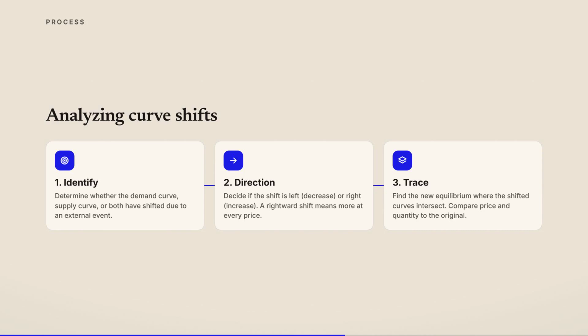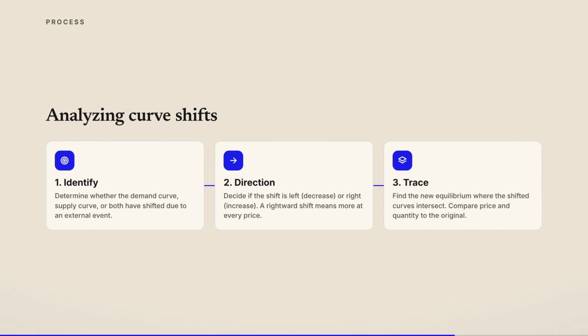At the same time, demand for airline travel shifted sharply to the left. Fewer people were flying, so at any given ticket price, the quantity demanded was much lower. Airlines slashed prices and still flew near empty planes. That's a leftward demand shift, lowering both equilibrium price and quantity.